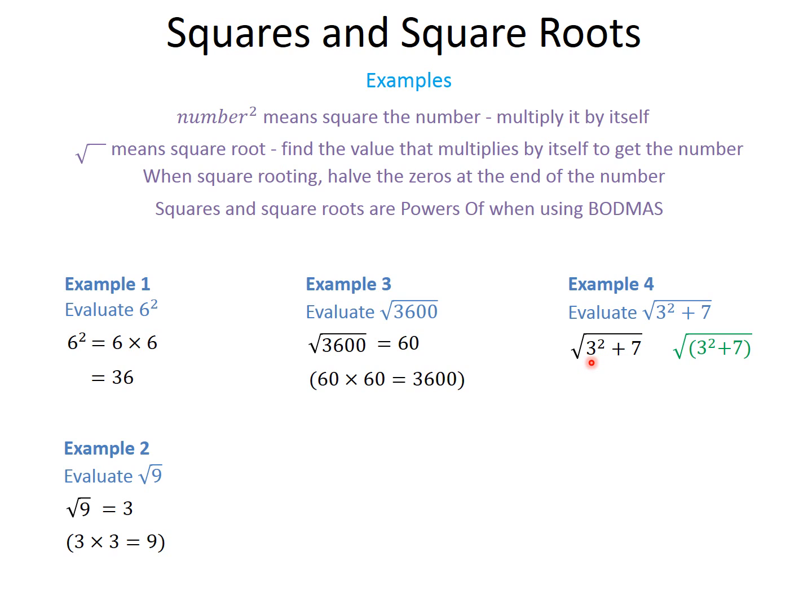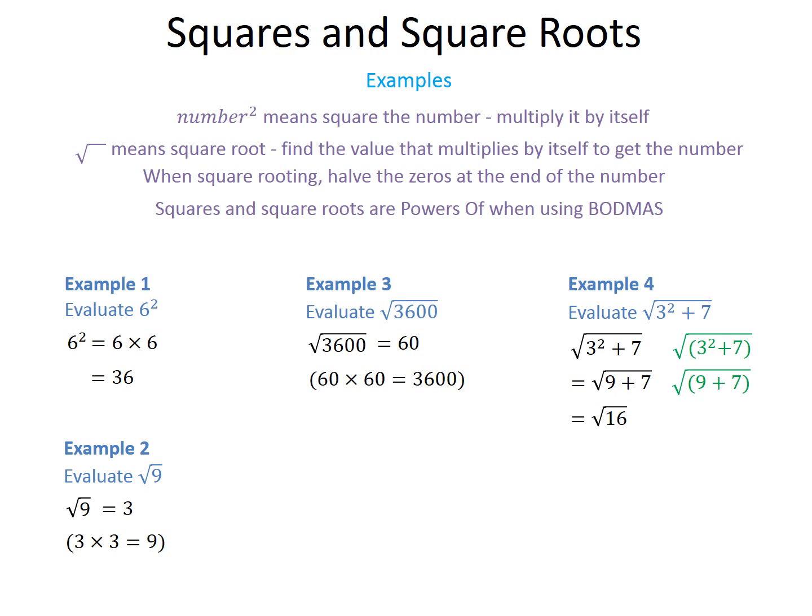So out of all of this, the 3 squared would have to be worked out first, because 3 squared plus 7, powers of comes a long way before addition. So 3 squared is 9, so write it underneath, change the 3 squared into a 9. Leave the plus 7 as it is. Now we still have to work out 9 plus 7, because again, it's still like they're in brackets here. So I've still got to work out this part first. So 9 plus 7 is 16. And so now I'll be able to work out the square root.